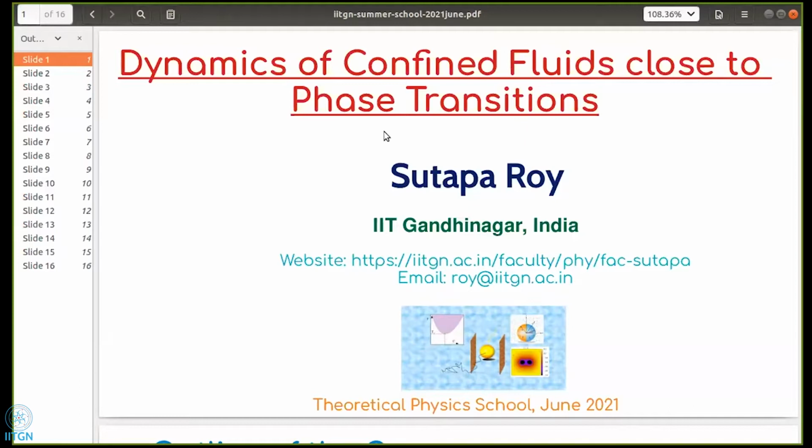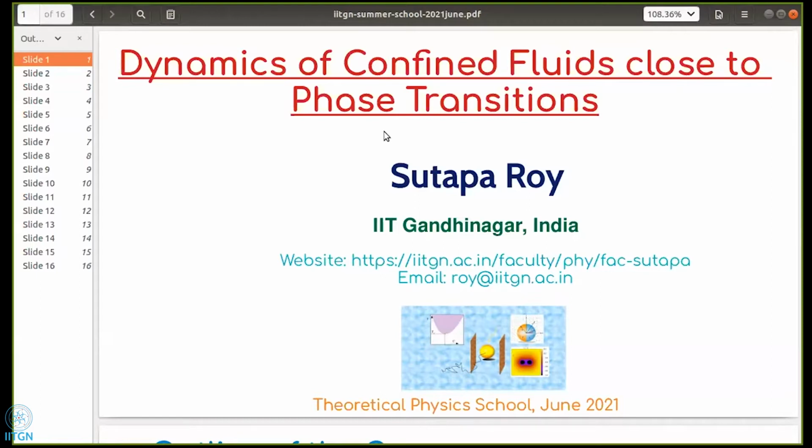I'm a faculty in the physics discipline at IIT Gandhinagar. I work on statistical mechanics and theoretical soft condensed matter. Mainly for that, I use different computational tools like molecular dynamics, Monte Carlo simulations, etc. So that's the main topic of the broader perspective of the work that I carry out.